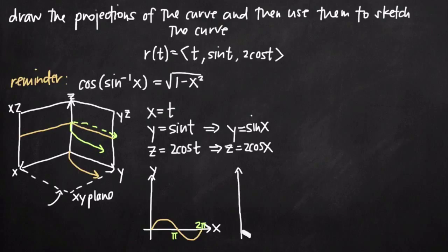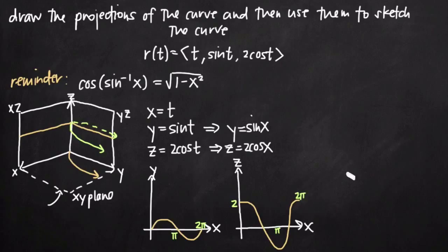We can graph this on an xz coordinate plane where we have x and z. 2 cosine of x is going to give us roughly something that looks like this, where our cosine curve is elongated vertically because we have this 2 multiplied by cosine of x. And if we label our points here, this is the point 0, 2. The curve starts at z equals 2 up here, goes down to pi at the bottom of the dip here, and then up to 2 pi at the top. So there's roughly our projection in the xz coordinate plane.